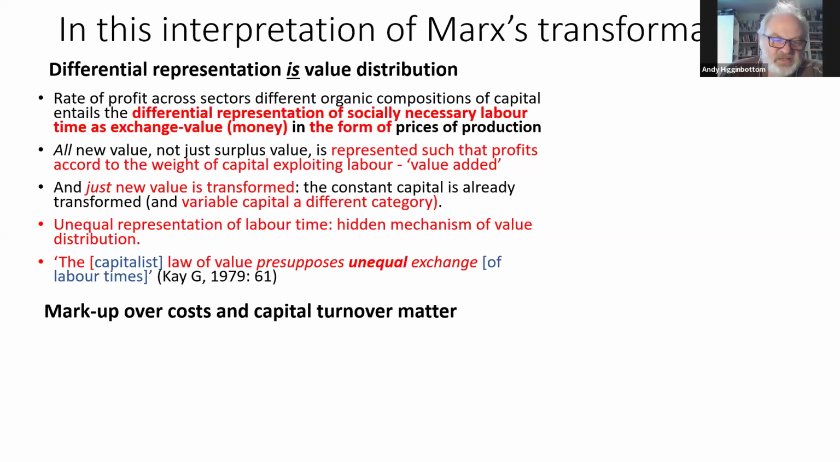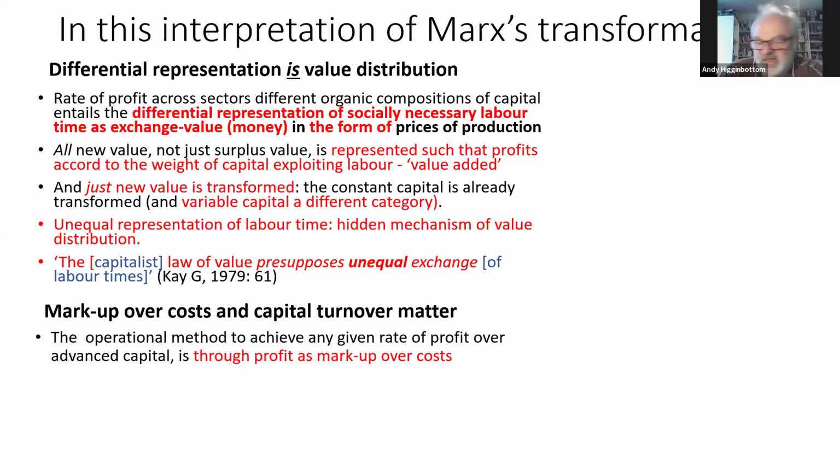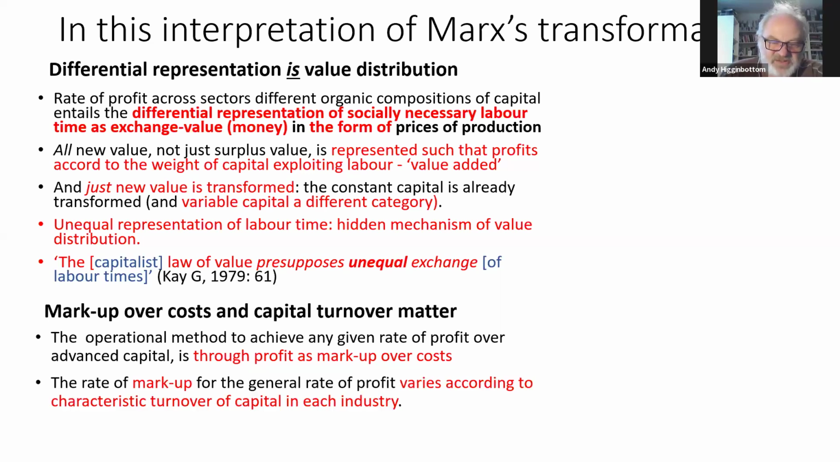The second point, and this comes from Marx, though I think it's not fully reflected in Engels' edit of volume three, is that the markup over costs and the turnover of capital matter in terms of how the different sectors work out how to represent the profit over the costs in producing the commodities. In practice, this is quite important because this is how capitals work, and how they actually work out what they have to do to get the general rate of profit.